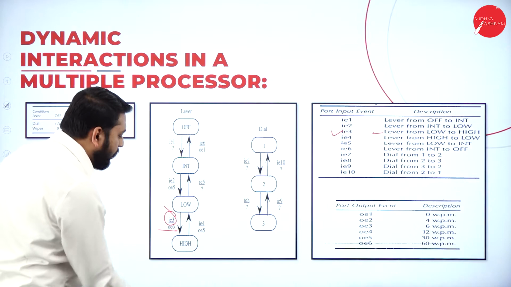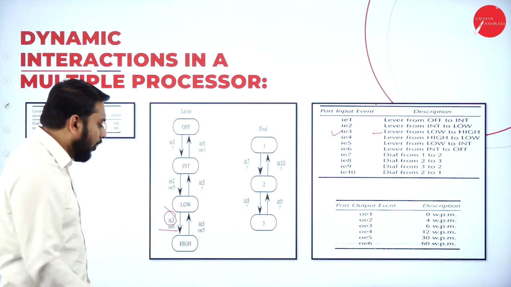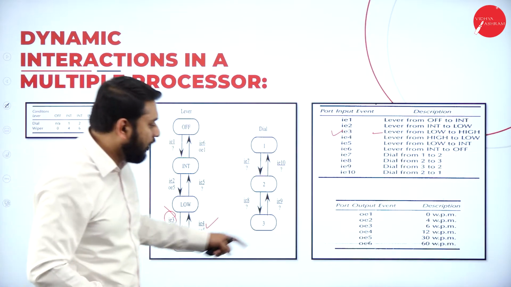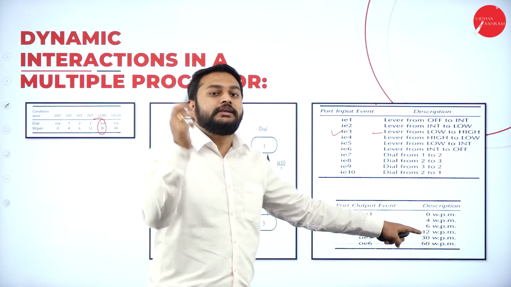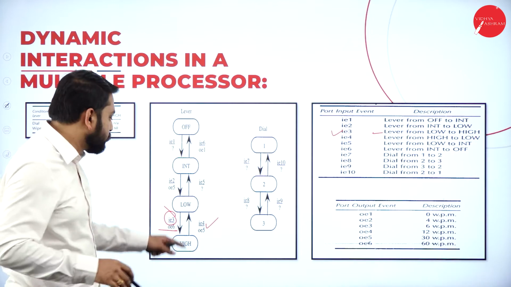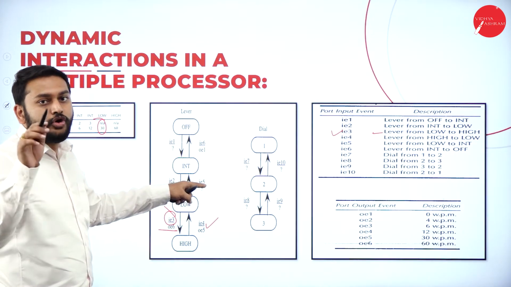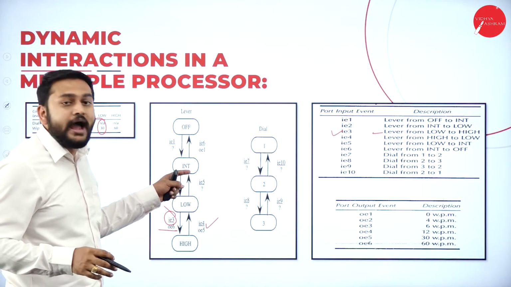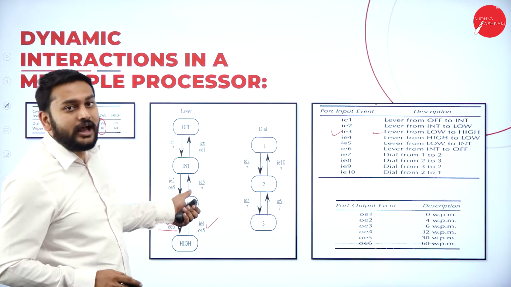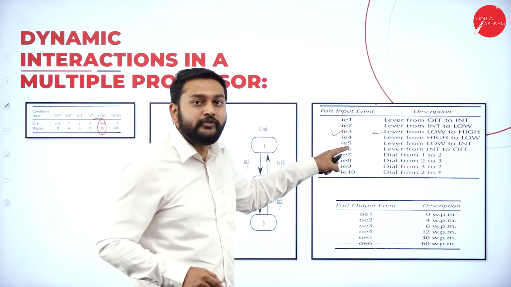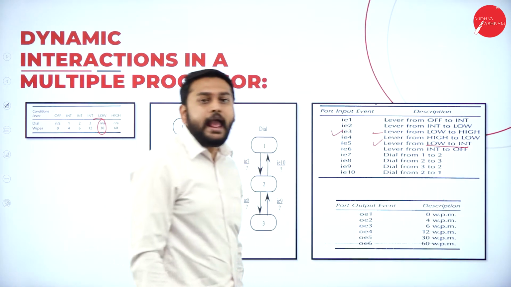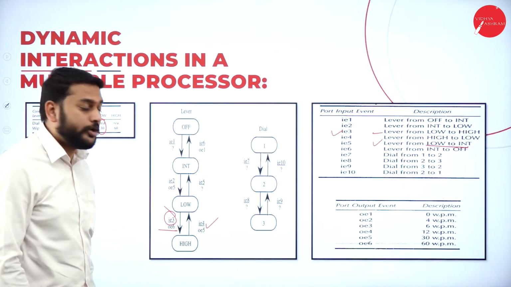That's what you need to remember here. And then again, when it goes from high to low, I will call that input event 4. Input event 4, again, I will have 30 WPM. So that's what you need to observe. And again, it goes for IE5, input event 5, low to initial. So what happens here? Please observe. So guys, input event 5, lever moves from low to initial. That's what you need to observe here.